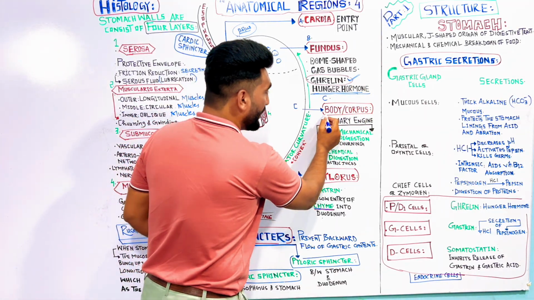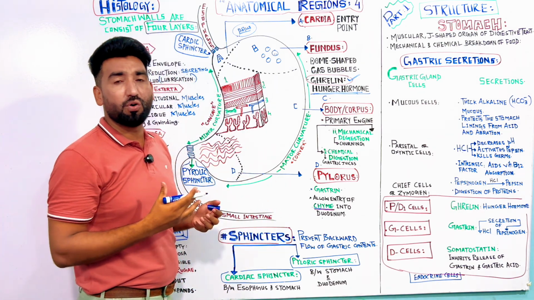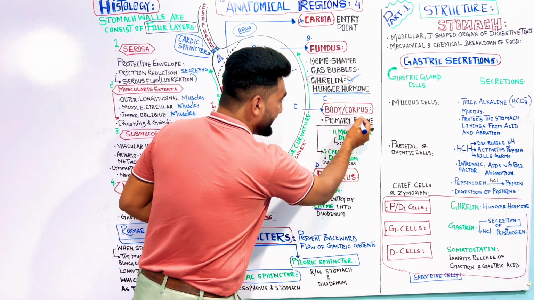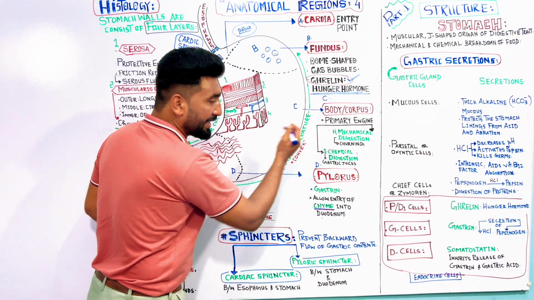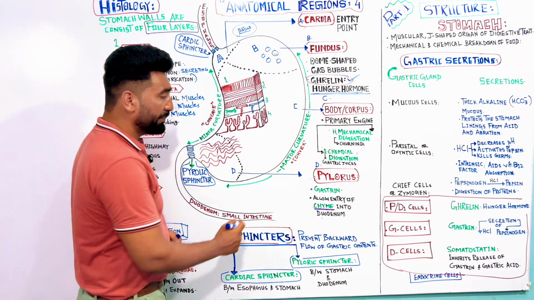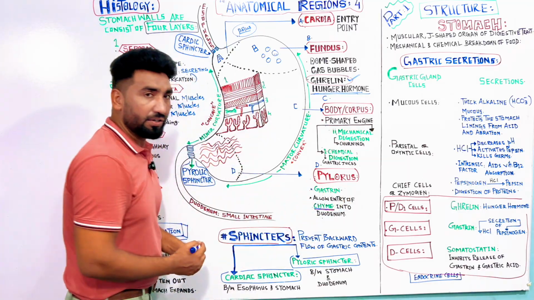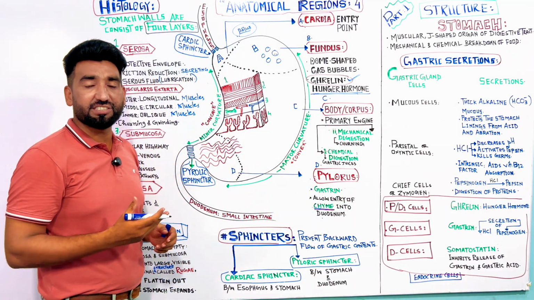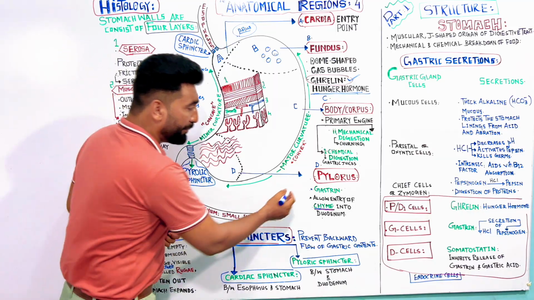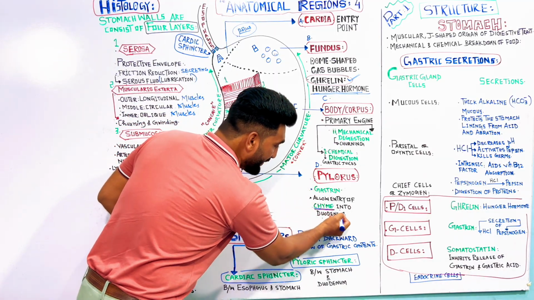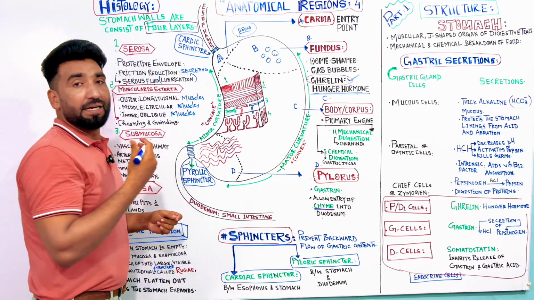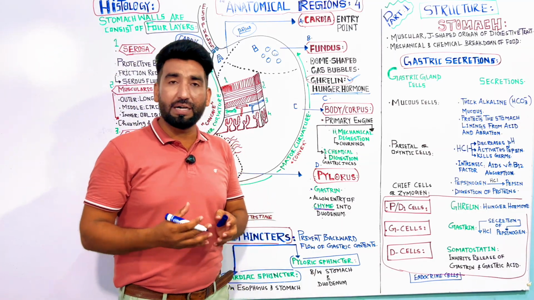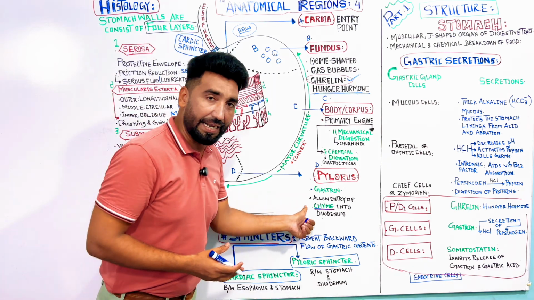Number three, body or corpus, the largest and most important part of the stomach, known as the primary engine. It is involved in mechanical as well as chemical digestion of food. Number four, pylorus. Pylorus secretes gastrin, a hormone involved in the secretion of gastric juices. Pylorus also allows entry of chyme into the duodenum. The stomach receives food in the form of bolus, while it converts bolus into a semi-liquid form known as chyme.